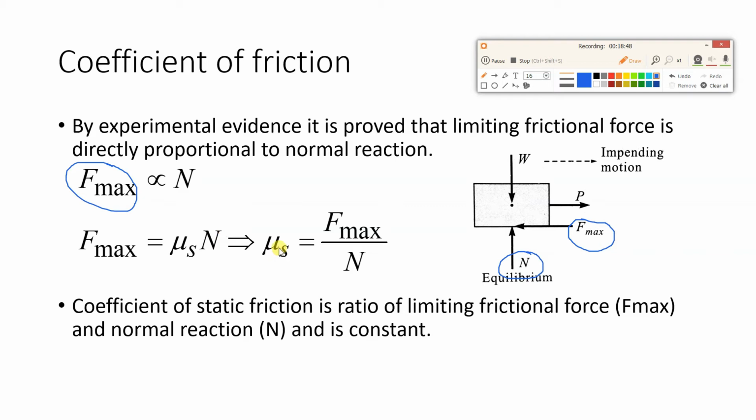Now what will be mu s? Mu s is Fmax upon N. This mu s is called the coefficient of static friction. It is the ratio of limiting frictional force Fmax and normal reaction N, and this value is constant.